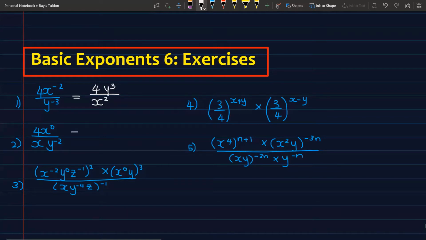Let us have a look at this one over here. So we have x to the power of 0, anything to the power of 0 is 1. We have the 4, that will stay in the numerator in the same. The x will also stay in the denominator in the same, but the y is negative in the denominator, so we're going to take it to the numerator and it will become positive. Okay, let's have a look at the next one.